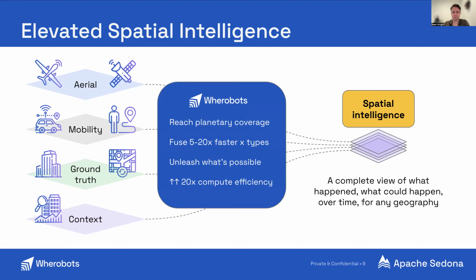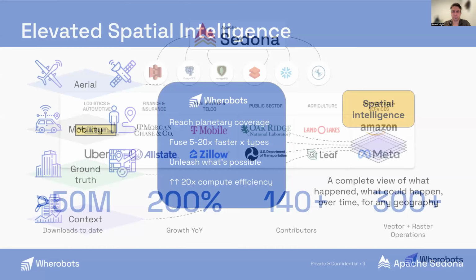When you're using Whereabouts, when you're working with our system, we want to give you the ability to reach planetary, global coverage, be able to combine over 20 different types of data or even up to 100, even faster across different analyses, and fuse them many times faster with that increased compute efficiency and really unleash what's possible within your data products that you're producing.